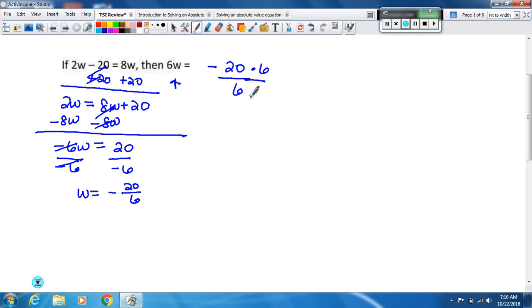Now the reason I didn't simplify it previously is because the numerator and denominator cancel each other out if they're the same thing. So all you're left with is w equals negative 20. And that's the answer to that one.